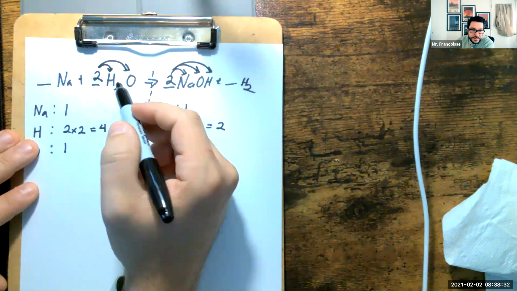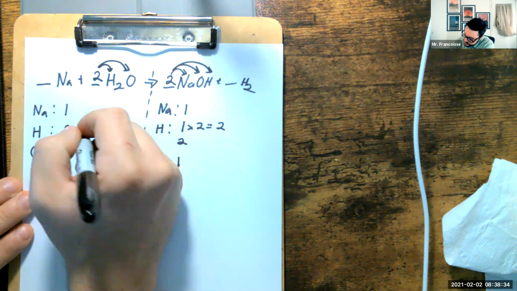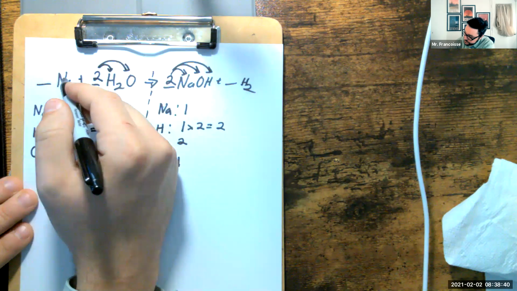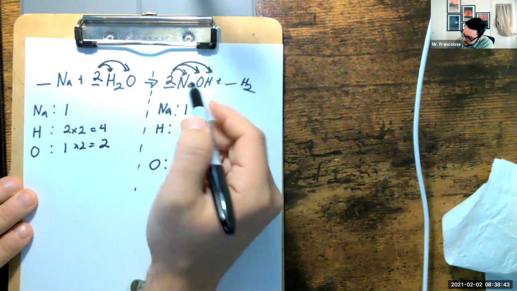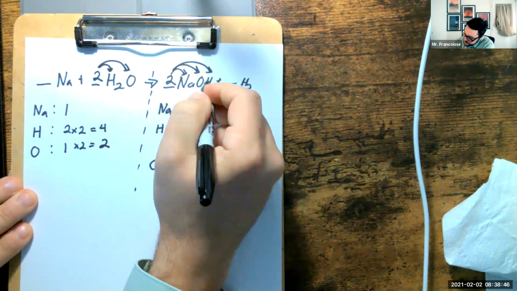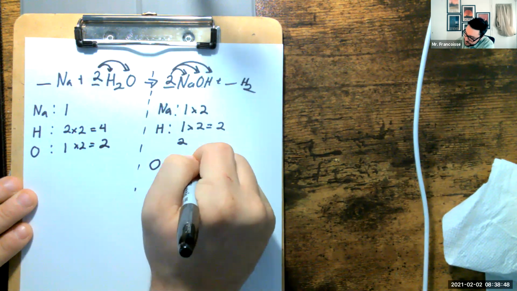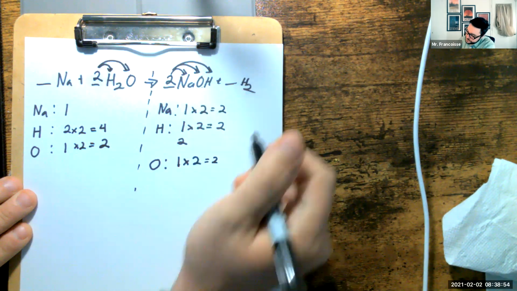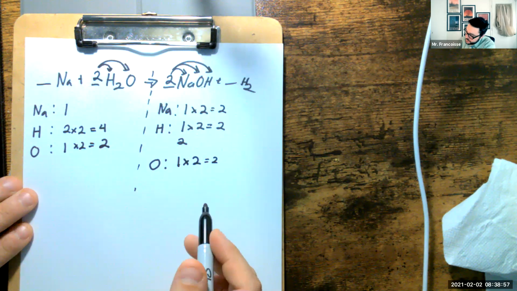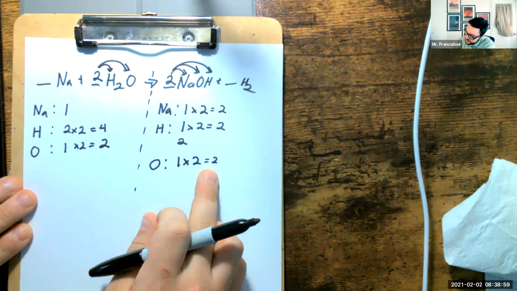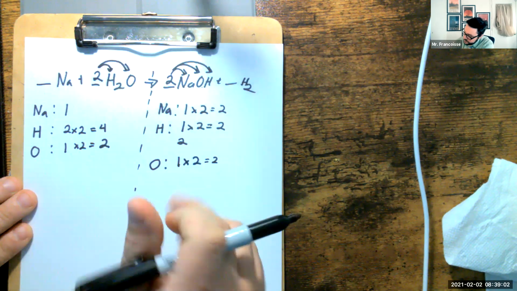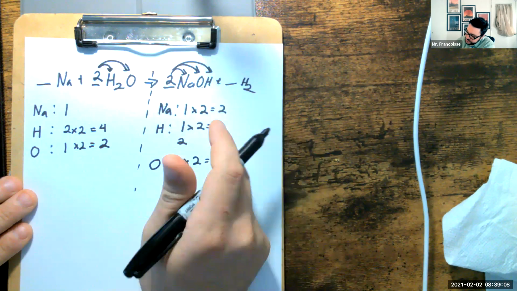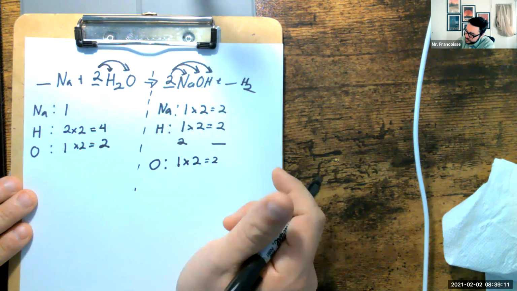So let's do that. So this is going to be 2 times 1 for oxygen. So we should get 2 here. For sodium, it's just by itself. Here we have 2 times 1 for sodium, 2 times 1 for oxygen, and then we already did 2 times 1 for hydrogen here. So it's going to be 2, 2. So let's check. Oxygen is 2, oxygen is 2, that's fine. Hydrogen is 4 because if we add them together, 2 plus 2, we get 4 here. So that works.